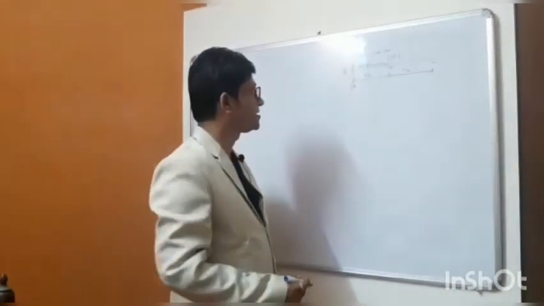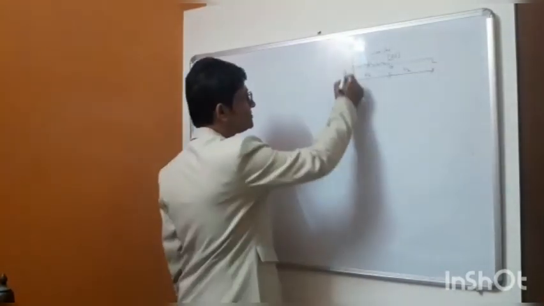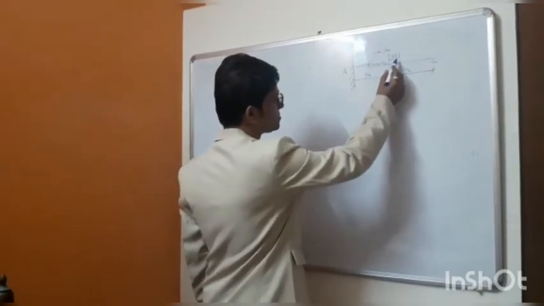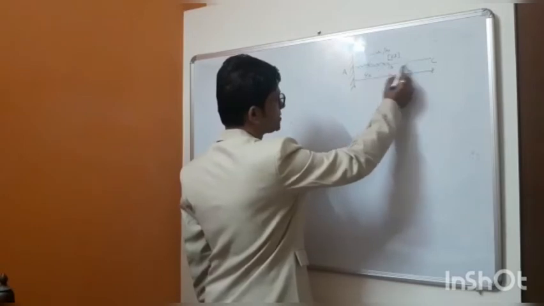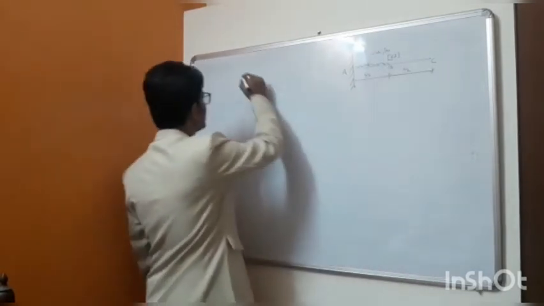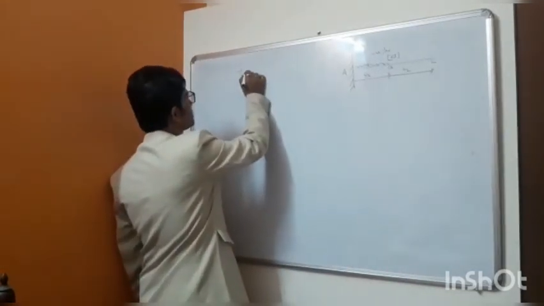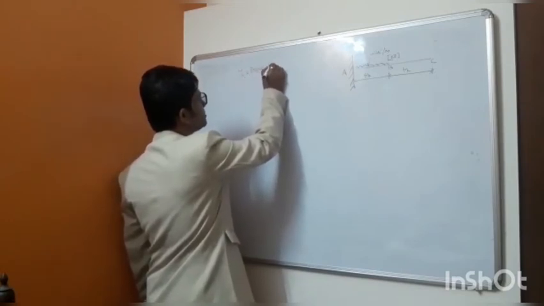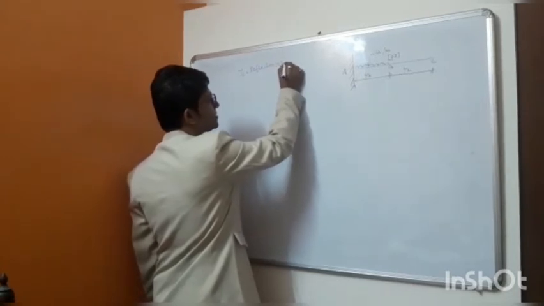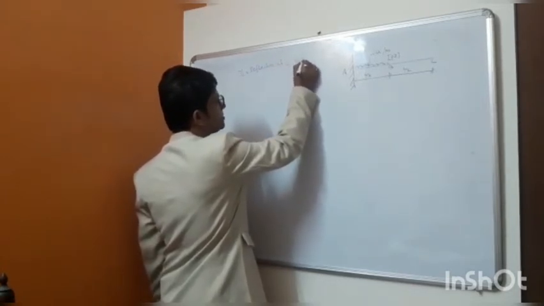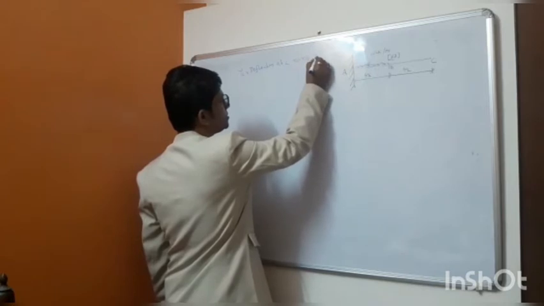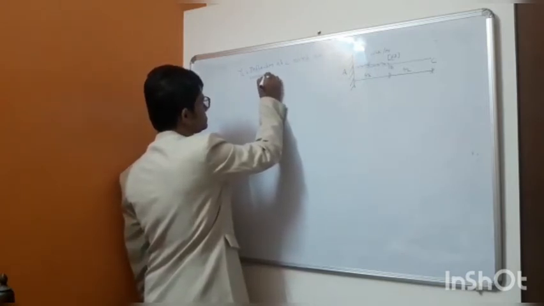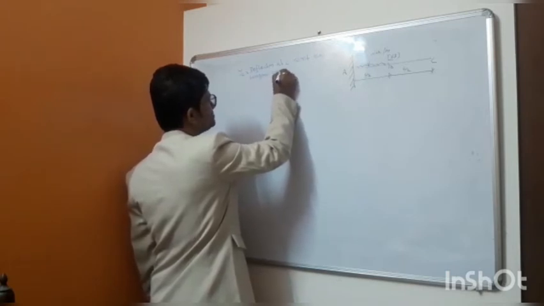So let us find another case. This is a cantilever beam having a UDL of W kN per meter. EI is the flexural rigidity. We have to find deflection at the point C. So we have to find YC, equal to deflection at C with respect to the tangent drawn from A.